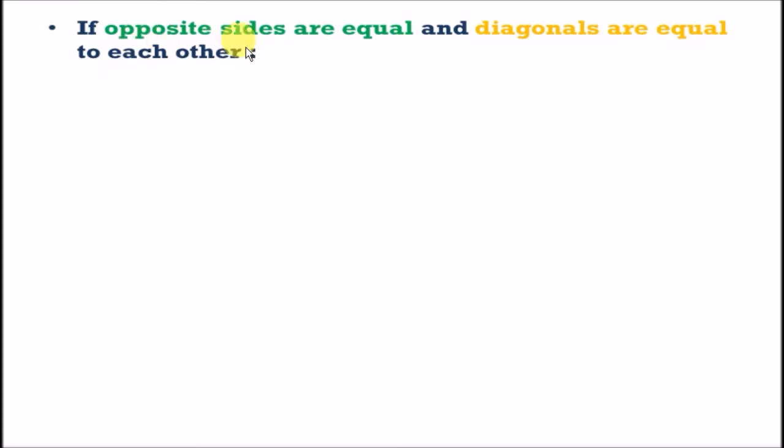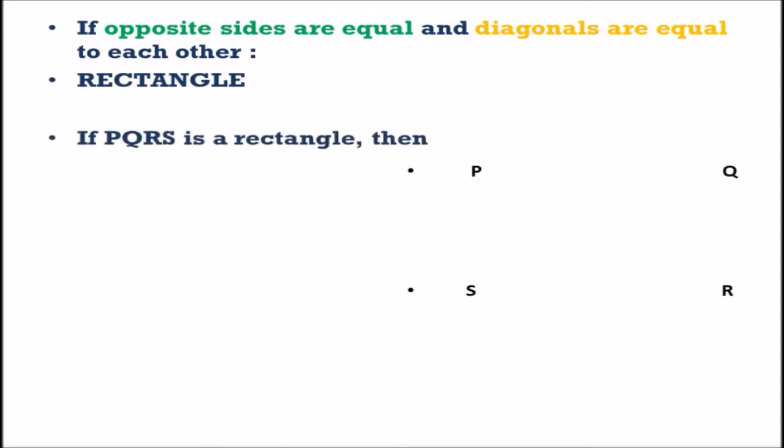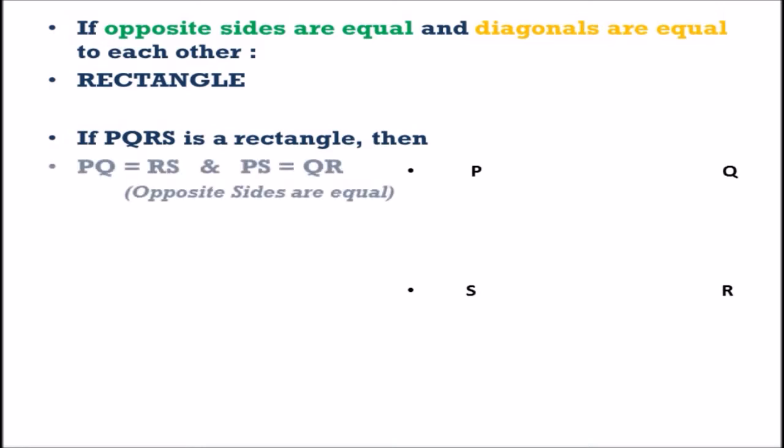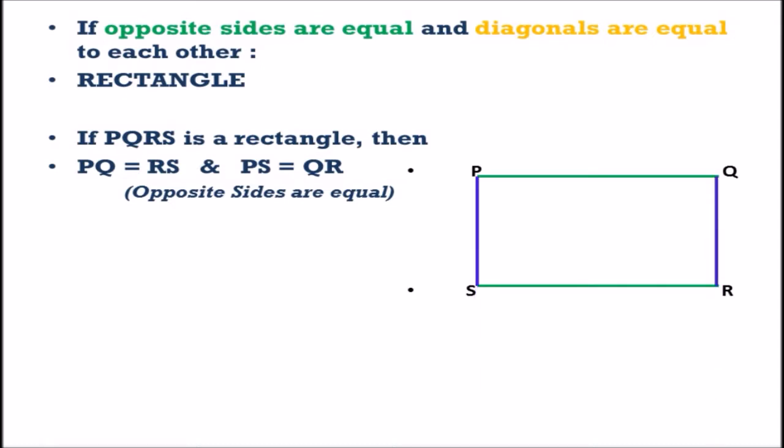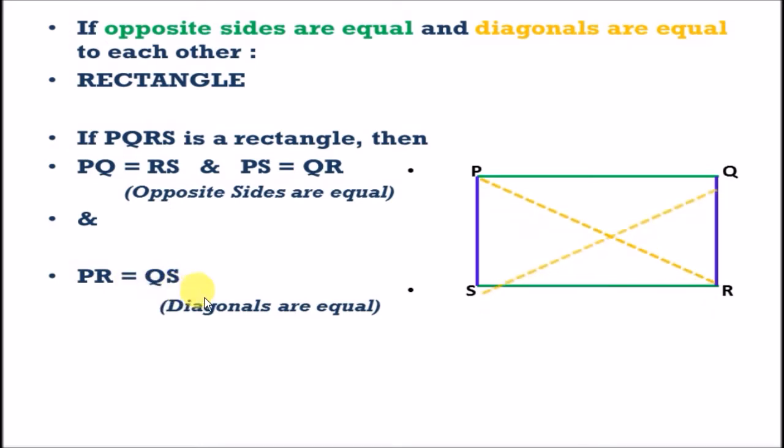Next, if opposite sides are equal and diagonals are equal to each other, then we call that quadrilateral a rectangle. So if PQRS is a rectangle, then we will have PQ equals RS, the opposite sides equal, and PS equals QR, the other pair of opposite sides equal. So opposite sides will be equal. As you can see, PQ equals RS and PS equals QR. And we'll also have the diagonals equal, that is, PR equals QS.